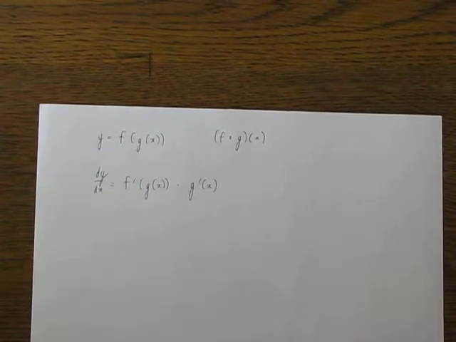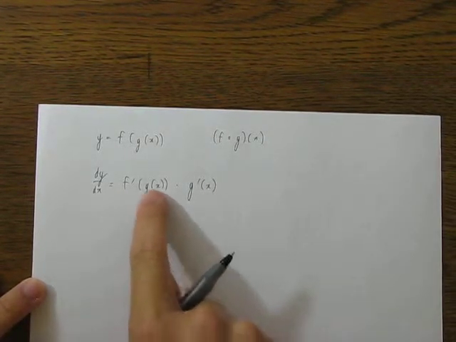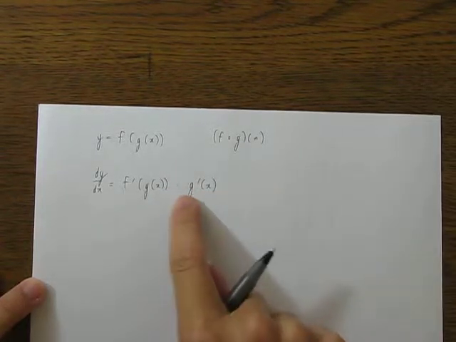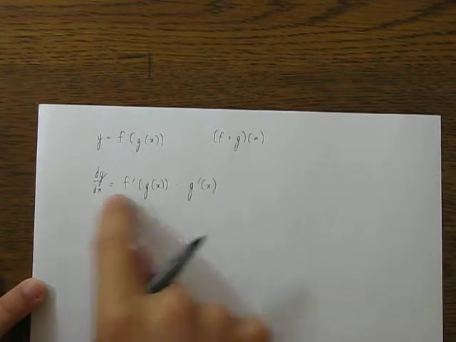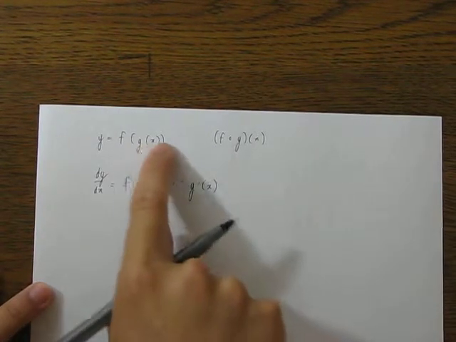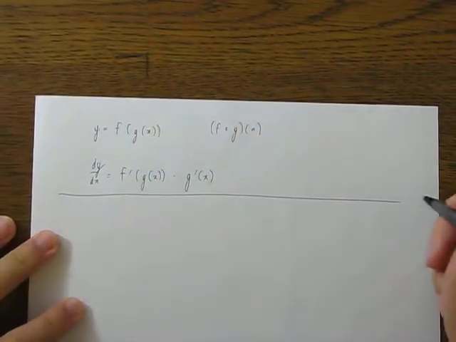So in other words, you have to differentiate the outside function f and evaluate it at the inside function g of x, right? And then you have to multiply by the derivative of the inside function, okay? You have to keep on going until you end up with the core. It was a derivative of the core function, okay? So let's do an example. Example number 4.